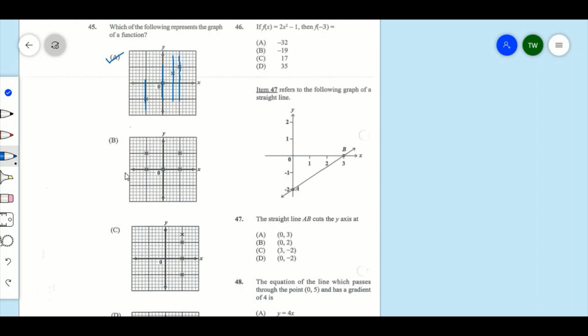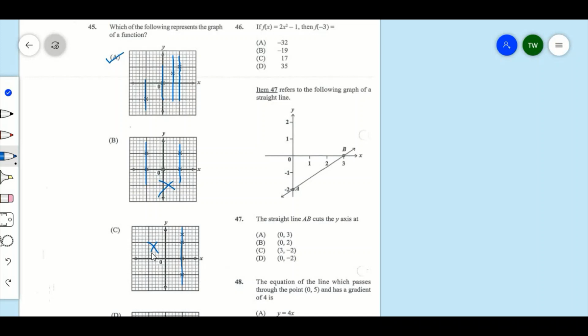But let's also look at B. If you pick this point up here and you draw a vertical line here, note that this vertical line will pass through 2 points. And if you pick this one over here, it will also pass through 2 points. So this one would fail the test, right? So it's not a function. And if you look at this one, you pick any point and draw a vertical line, you note that this vertical line passes through all 4 points. That means it failed the vertical test and it cannot be a function.